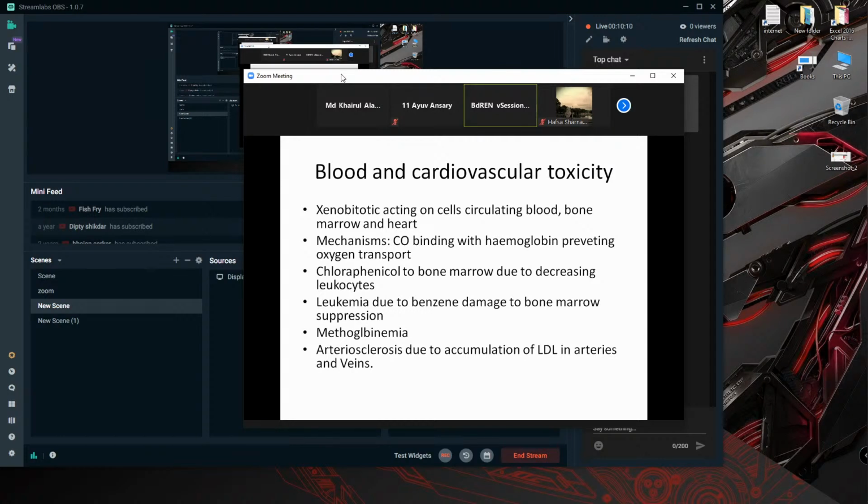Chloramphenicol is a toxic chemical. Benzene and chloramphenicol mainly affect the bone marrow. Benzene also damages the bone marrow and creates leukemia, meaning blood cancer.